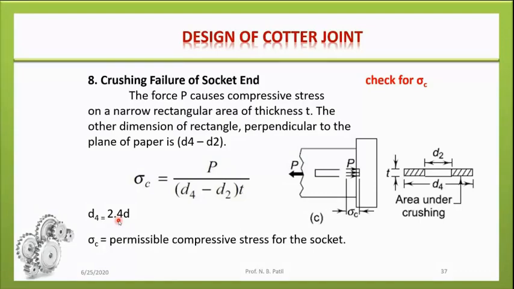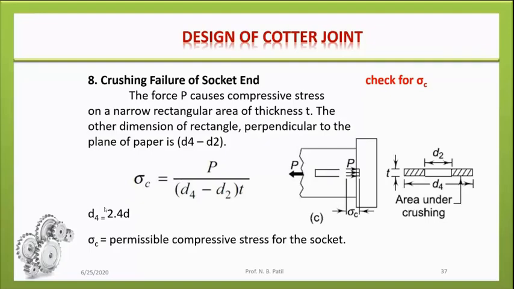2.4 into D. And where do we get it from? After a lot of designing of cotter joints, the designers came to the conclusion that after taking D4 equal to 2.4 into D, the cotter will not fail. So that's why we consider that standard, depending upon the earlier designs stated by the designers. Now sigma C is the permissible compressive stress for the socket. This is a very important point.